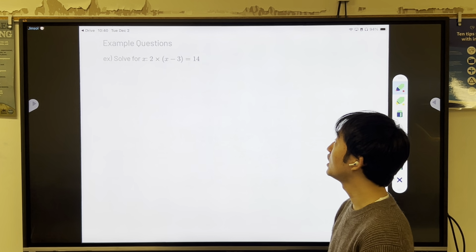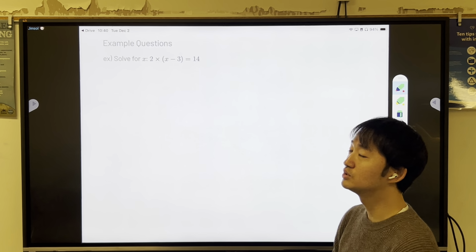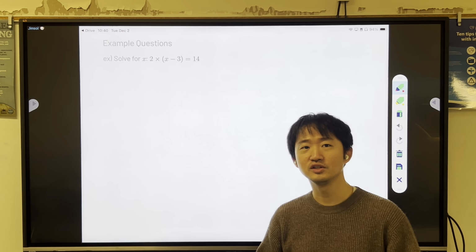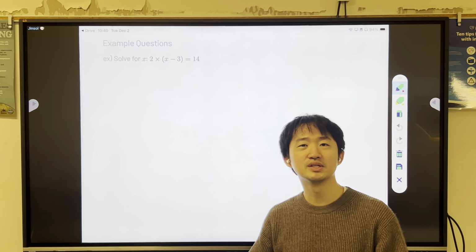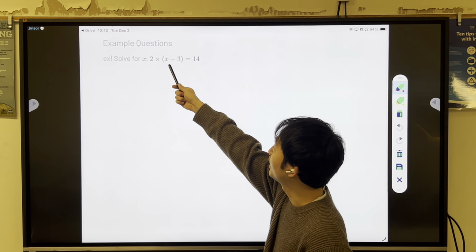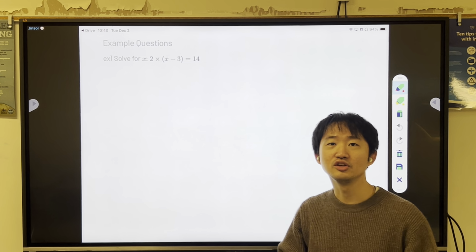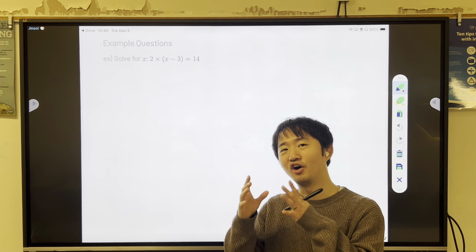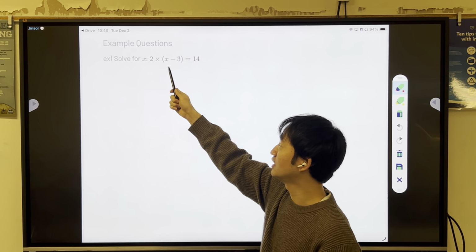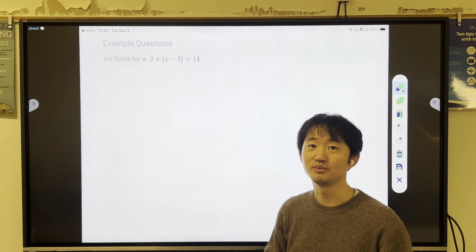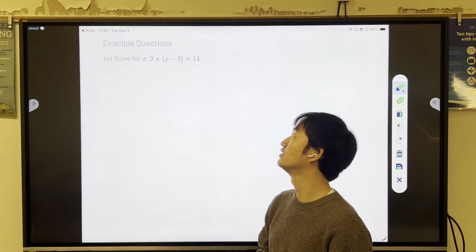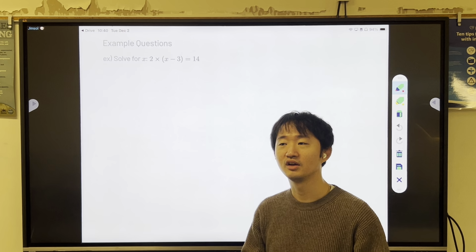Solve for x. 2 times bracket x minus 3 bracket equals 14. So in order to solve this two-step equation, we first need to understand what is the opposite order of operation. In this case, imagine that you're x here, and you want to find the order of operation on that x. Because there's a bracket, the bracket tells us that we should do what's inside the bracket first. So on x, the minus 3 happens first, and then times 2 happens.